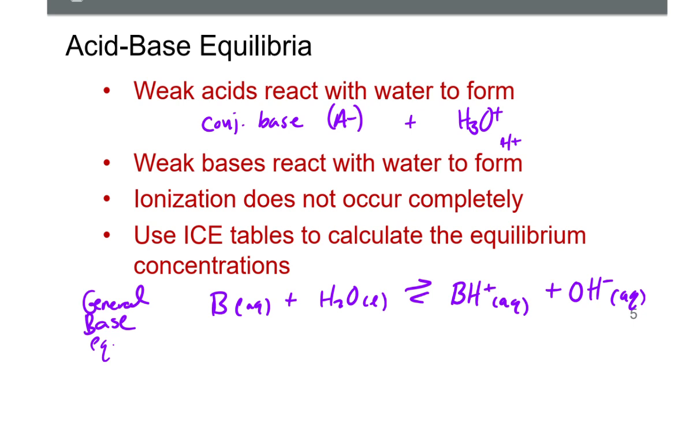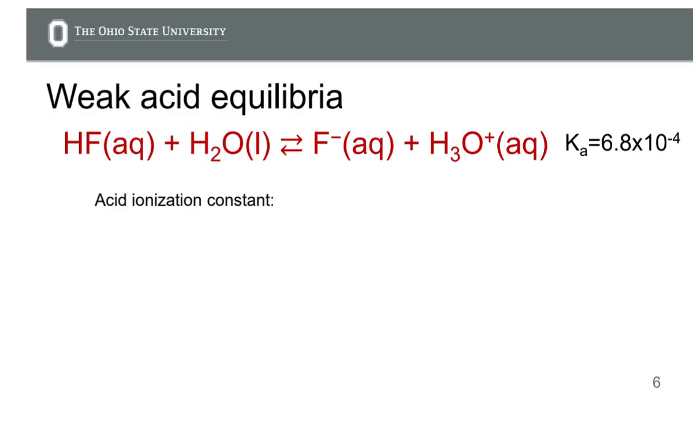Because we're working with equilibria, if we want to figure out equilibrium concentrations or pH, we're going to need to use ICE tables. This goes back to what we were learning about in chapter 15. So we can practice writing our acid ionization constants, the equilibrium constant K, and because it's an acid, we'll call it Ka.